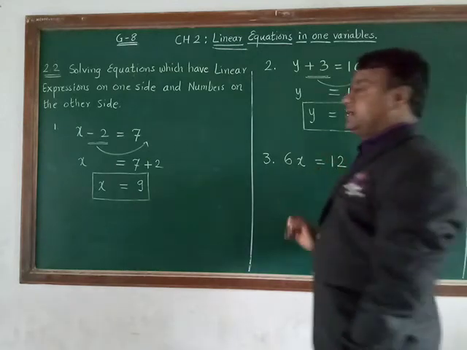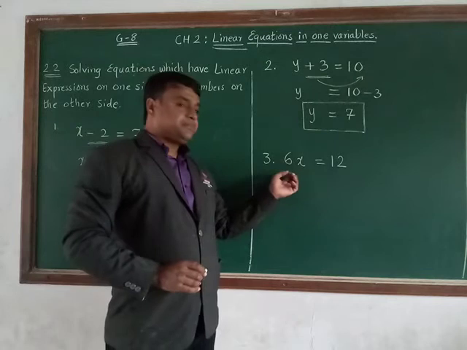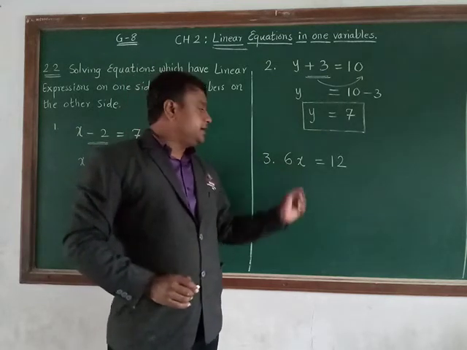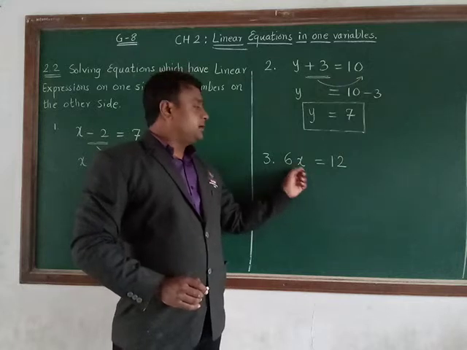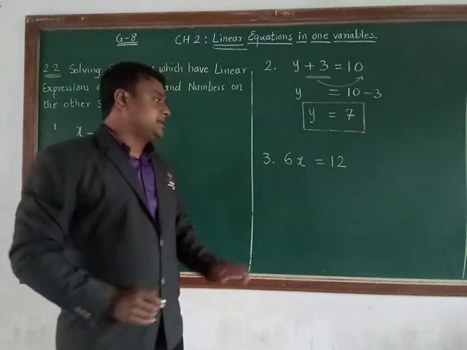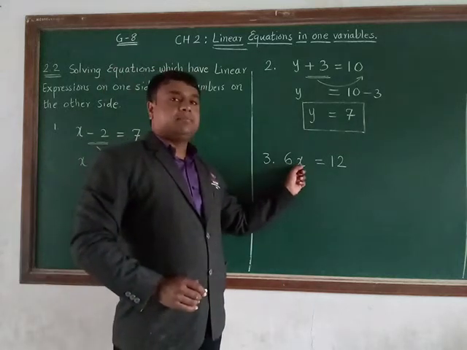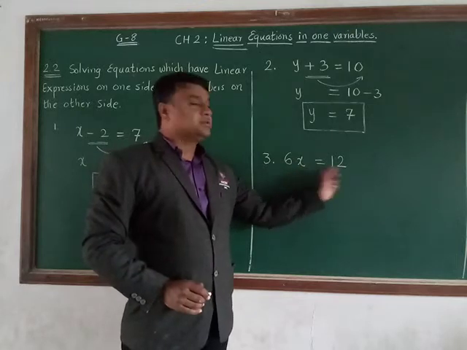Now come to the third example. In the third example there is no visible sign, but as we know, the expression is 6x. Which sign is between the 6 and x? That is the multiplication sign. That means 6 is multiplied by the variable x, and that is equal to 12.